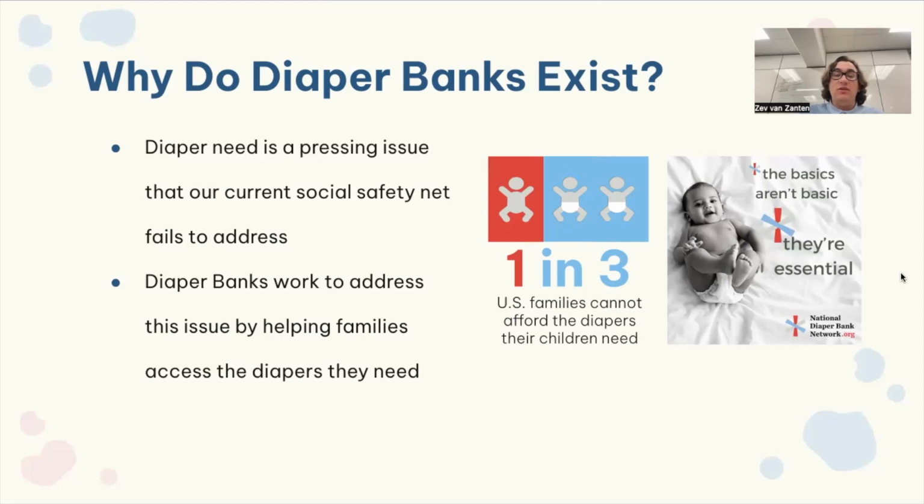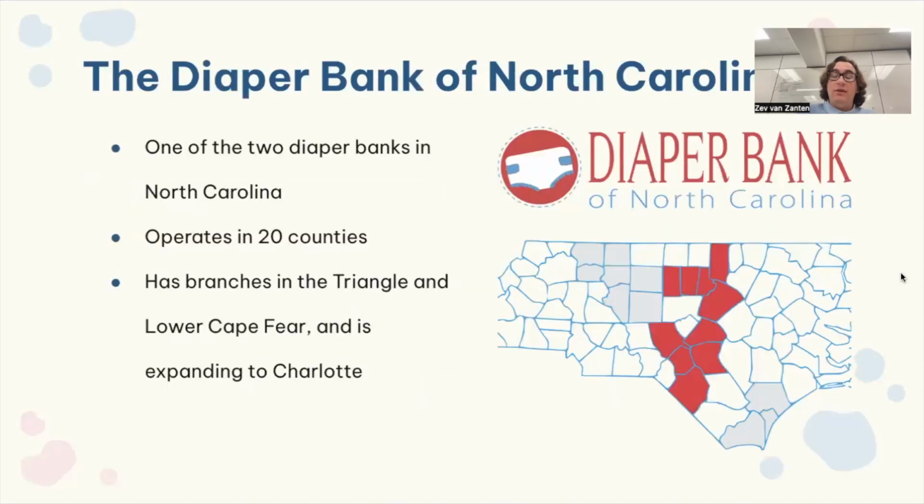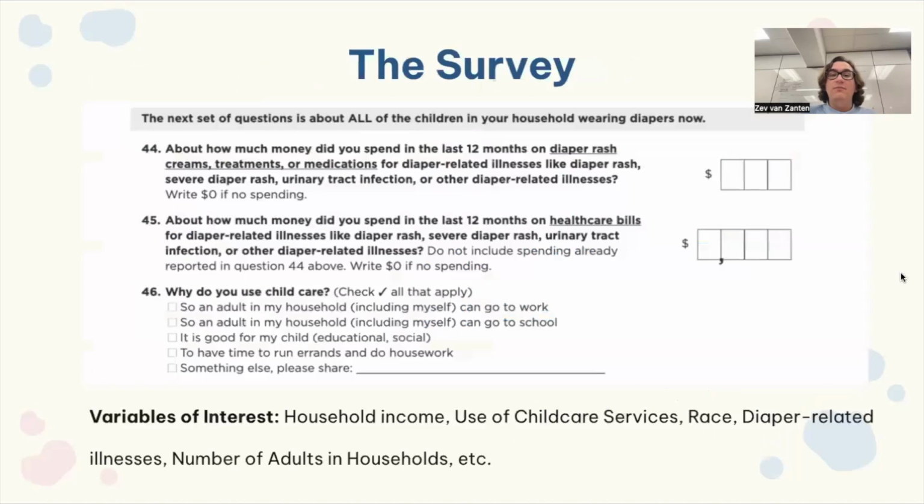Diaper banks exist to address this issue, which they do by getting diapers and then giving them to those who need them. We're specifically working with the National Diaper Bank Network. This is a fantastic coalition of diaper banks throughout the country who collaborate on advocacy and other collective projects. We're specifically working with the Diaper Bank of North Carolina, which is another wonderful organization. They're one of the 2 diaper banks in North Carolina and the primary one in Eastern North Carolina.